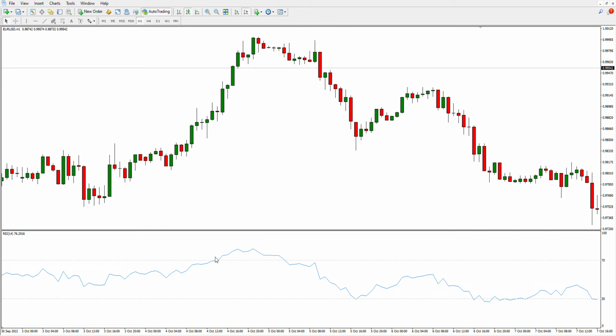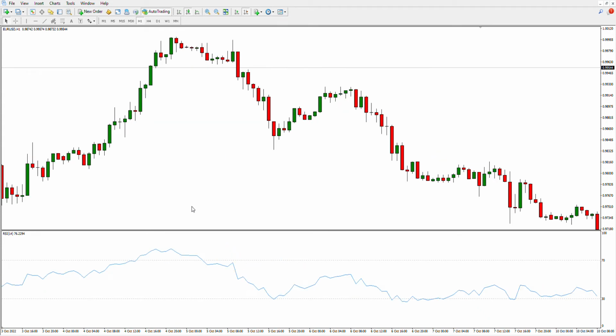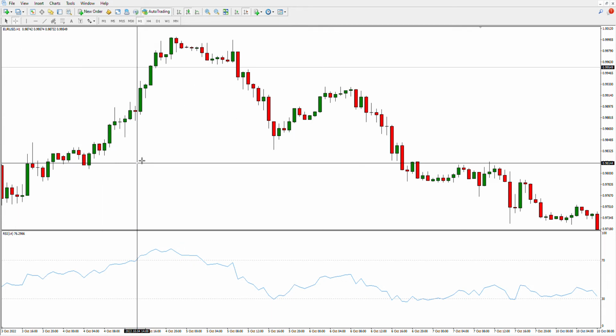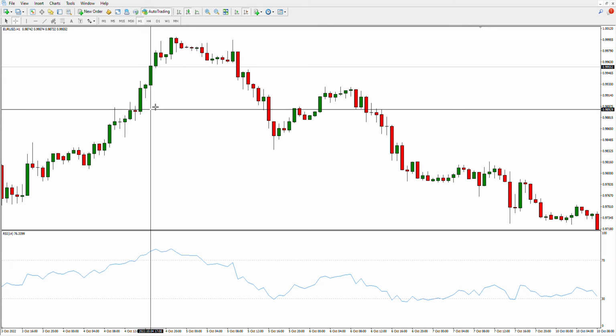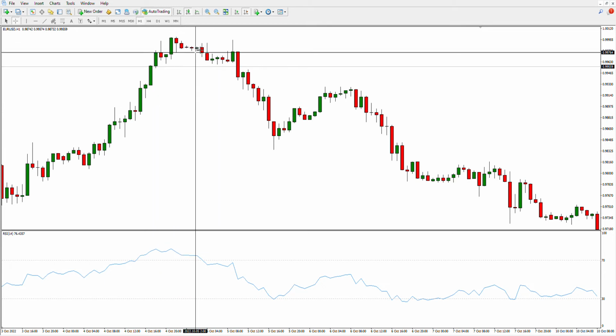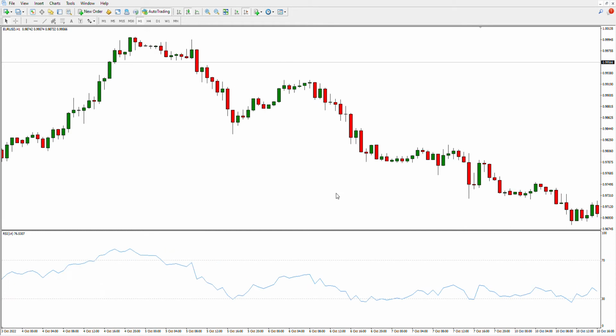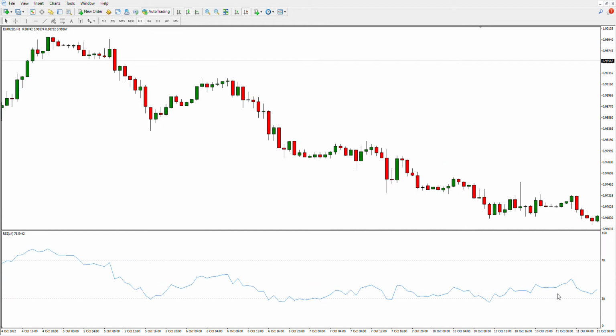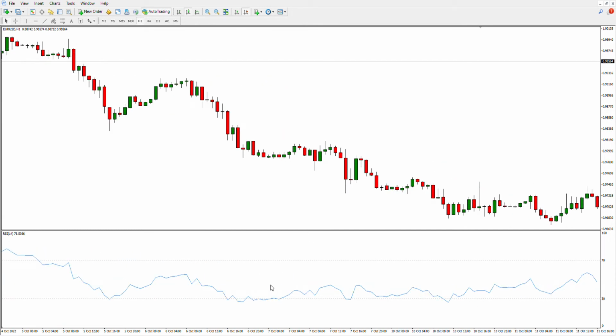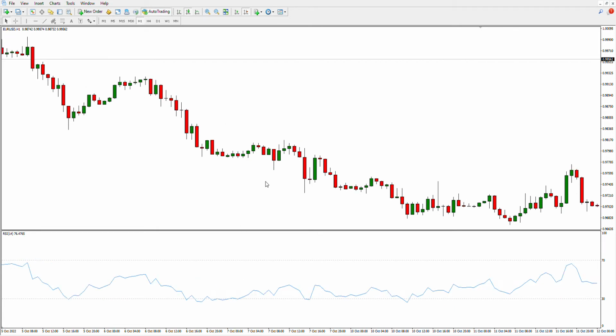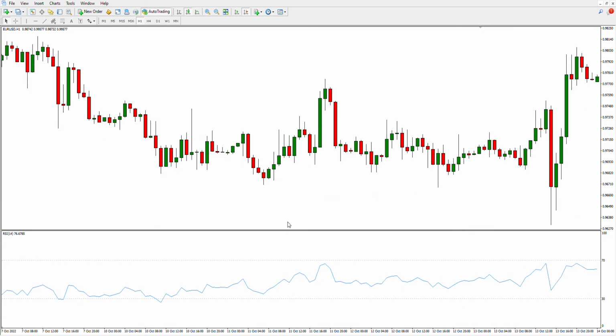So anytime the price rises above the 70 level, the market could be considered overbought and you'd soon expect a reversal, which happened here. It didn't happen straight away. You can see here that's when it crossed, but eventually the market did start to take a downturn. And if it falls below the 30 level, then you would expect the market to be oversold and eventually it will start to head up again.